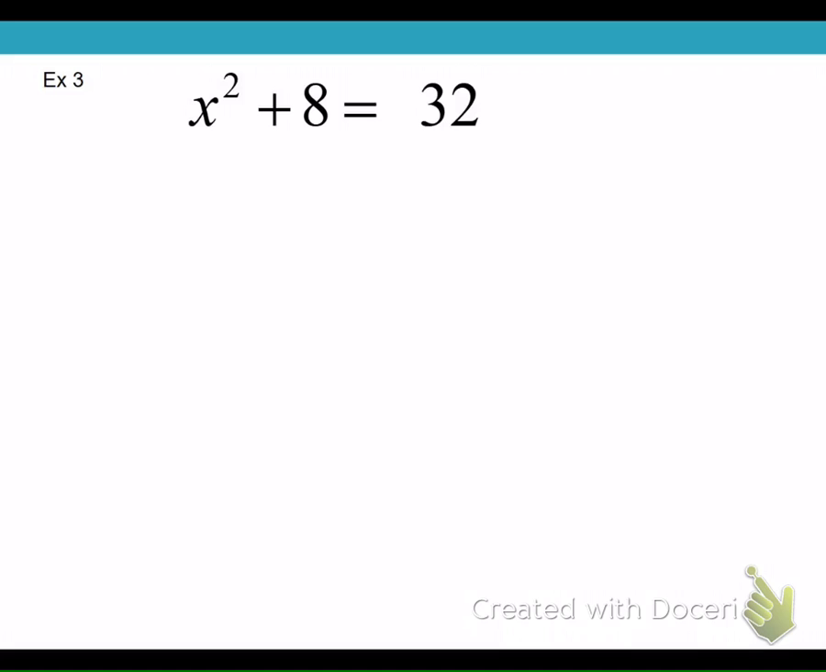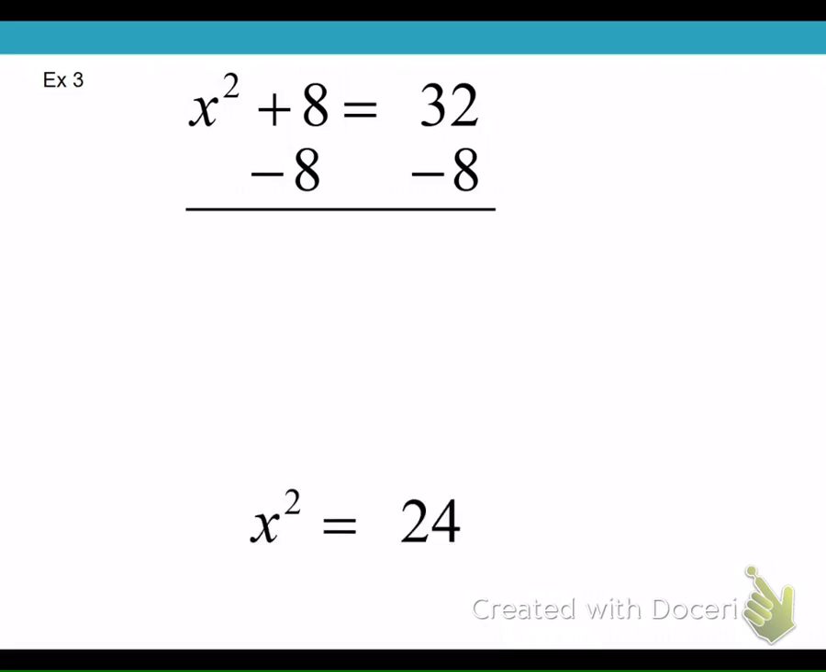Next. X squared plus 8 equals 32. So I can't take the square root right now. So what should I do? Yeah, first you want to subtract 8 from both sides. So we end up with x squared equals 24.